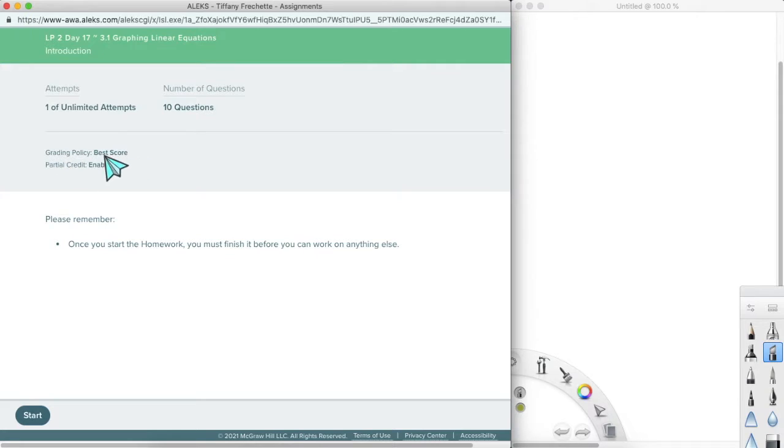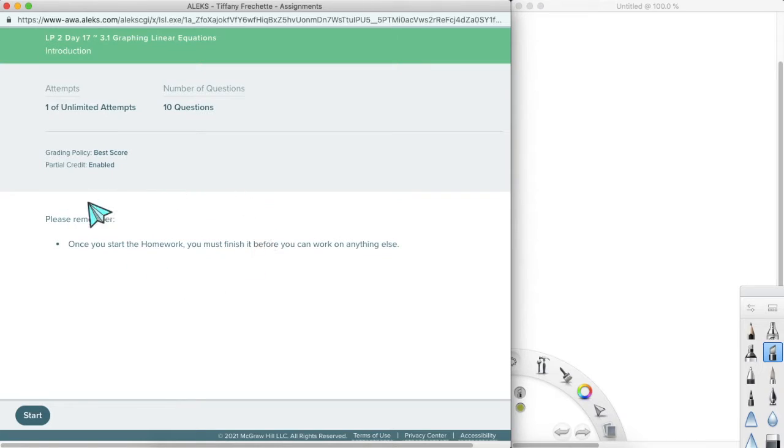Grading policy is always best score, so whichever attempt is my best one is the one I get to keep. And partial credit is enabled, meaning if I answer 1 of 10 questions, I get credit for the one question, which also has to do with attempts. You can submit your assignments even if you've only answered 1 question out of 10, and you still get credit for the 1, and you can come back in and finish the 9 later.